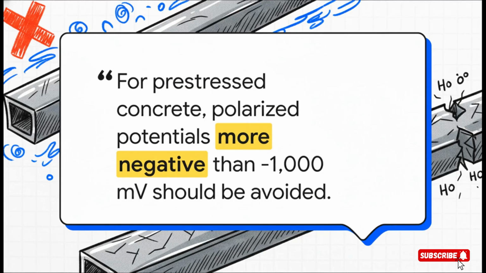As this quote from the NACE manual warns, if we apply an excessive negative voltage, especially to high-strength steels, we can cause a side reaction that generates hydrogen atoms right on the steel's surface. These tiny little atoms can actually seep into the metal and make it brittle. It's a dangerous phenomenon called hydrogen embrittlement. It's a classic case of the cure potentially causing another, even worse disease if it's not applied correctly.